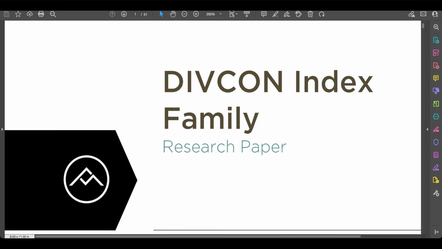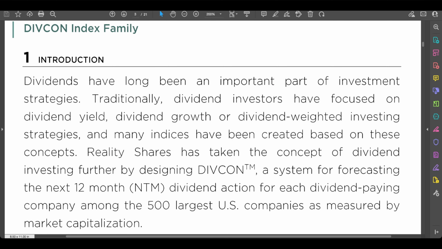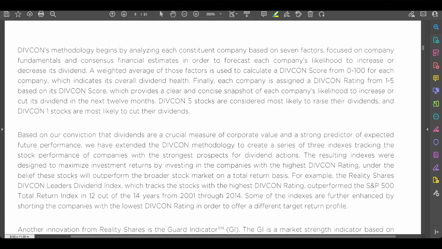To understand more about what this DIVCON index is and how it is made up, we have a research paper. Here at the beginning, they mentioned how dividends have long played a big role in various investment strategies and how their index, the DIVCON, is a system for forecasting the next 12 months dividend action for each dividend paying company among the 500 largest US companies as measured by market capitalization. Their methodology analyzes each company based on 7 factors that focus on the company's fundamentals and financial estimates to forecast each company's likelihood to increase or decrease its dividend.